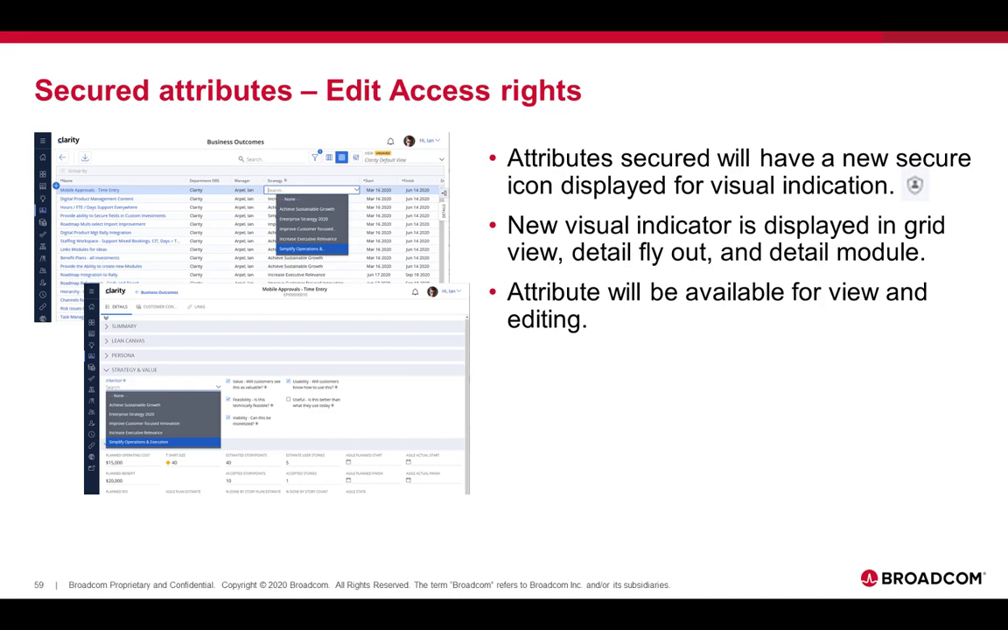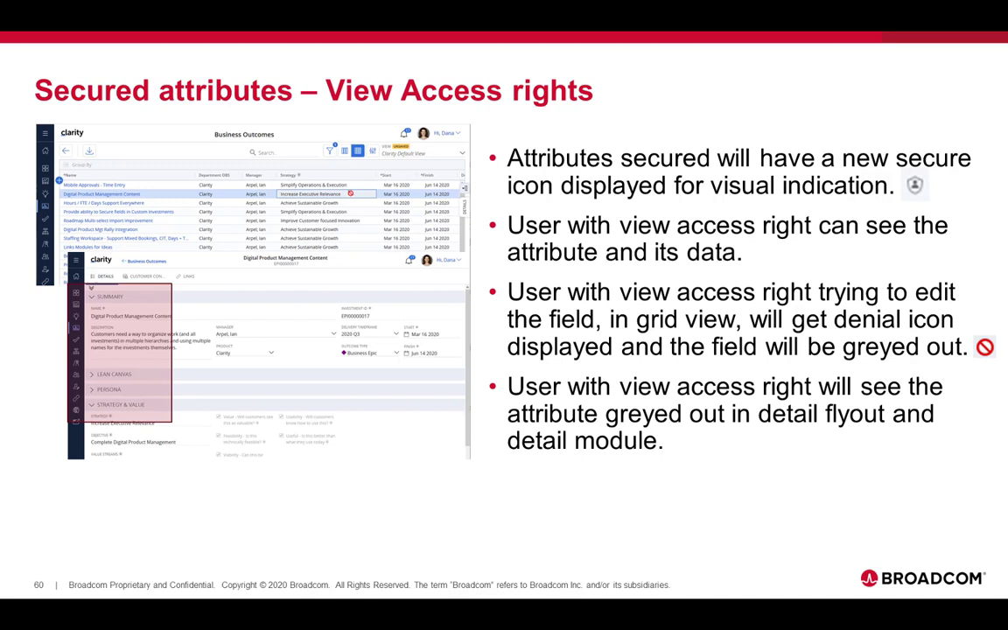Attributes that have been secured will have a new secure icon displayed for that visual indication that they've been secured, assuming that the user has the ability to view or edit them. There's also a new visual indicator displayed in Grid View, the Detail Flyout, and the Detail module. So that visual indicator shows up in all of the places you would expect to see that field. That's if the attribute is available for view and editing. If it's not, the field will just not appear at all.